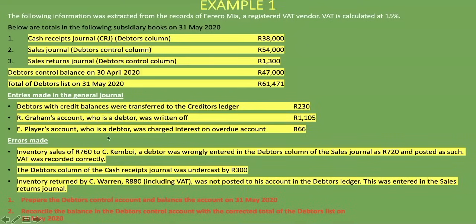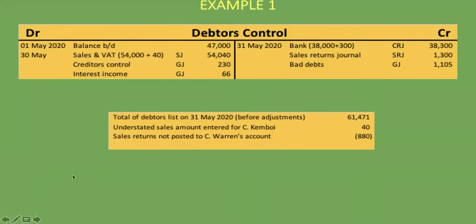Now all that we need to do, remember the first one said prepare the debtors control account and balance the account on 31 May 2020. Now balancing the account is like closing off the account to see what balance we have at the end, and we showed how to do that when we were doing a lesson on the general ledger. So I hope you know, so let's get into it now. You can see we have done everything that we needed to do. So what we need to do, we need to identify which side is bigger between the debit side and the credit side. So you just need to add them and see which side is bigger. But even without adding, you can see our debit side is the bigger one.